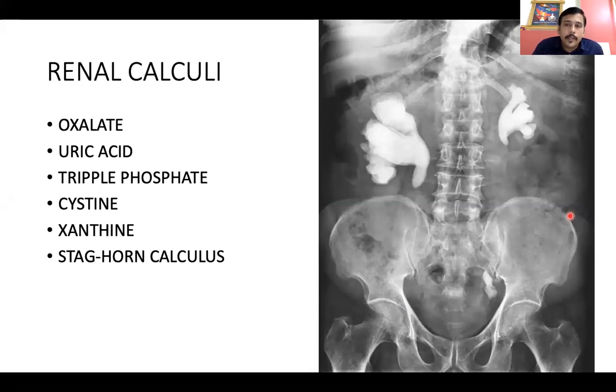So you will find different kinds of renal calculi based on their chemical constituent: oxalate calculi, uric acid crystals, triple phosphate calculus, and cysteine and xanthine calculus. And staghorn calculus is considered to be the largest calculus formed in the urinary system. It completely occupies the renal pelvis or the renal sinus and part of the ureters also. That is the staghorn calculus. So in this X-ray, you can see both the kidneys are having staghorn calculus.